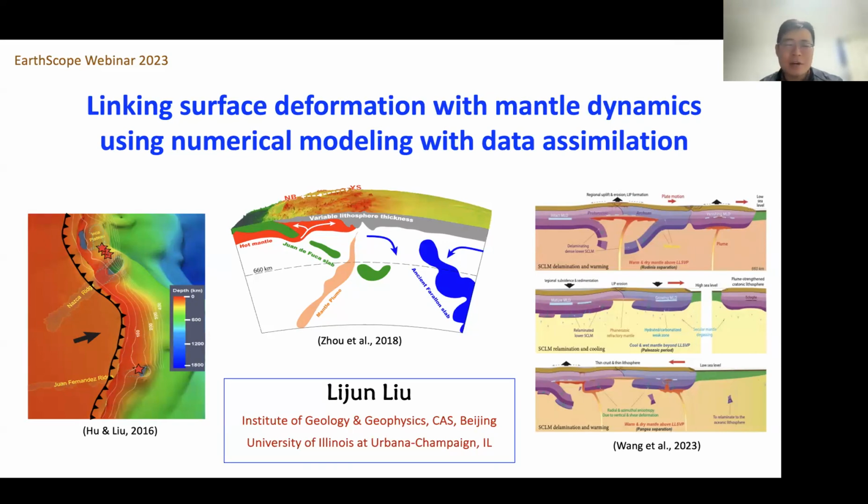Okay, so without further ado, today I will talk about the results we have obtained so far based on this approach we call data assimilation. Right? That's the main theme of this talk.